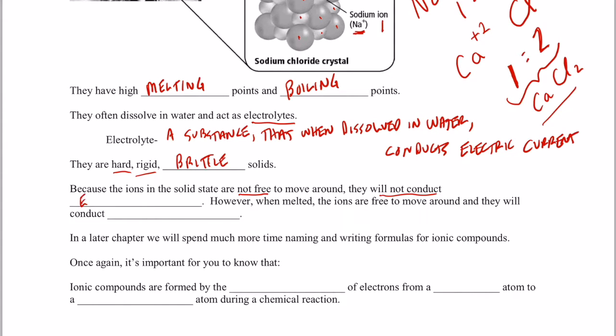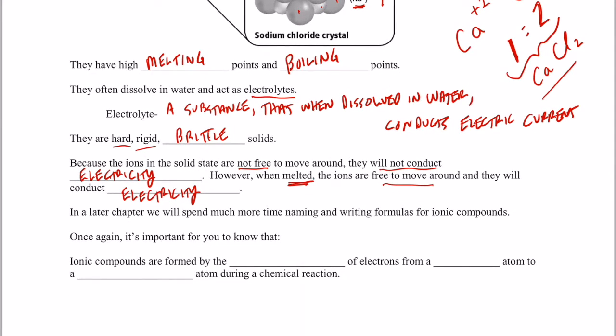So when they're in the solid state, the ions cannot move around. However, when they're melted, they can flow past one another. Remember, we learned earlier this year that liquids can flow. So since the ions can flow past one another, they're free to move around, and they will conduct electricity when they are in their molten or melted state. In a later chapter, we will spend a lot more time naming and writing formulas for ionic compounds. Today, we're just introducing what ionic compounds are.